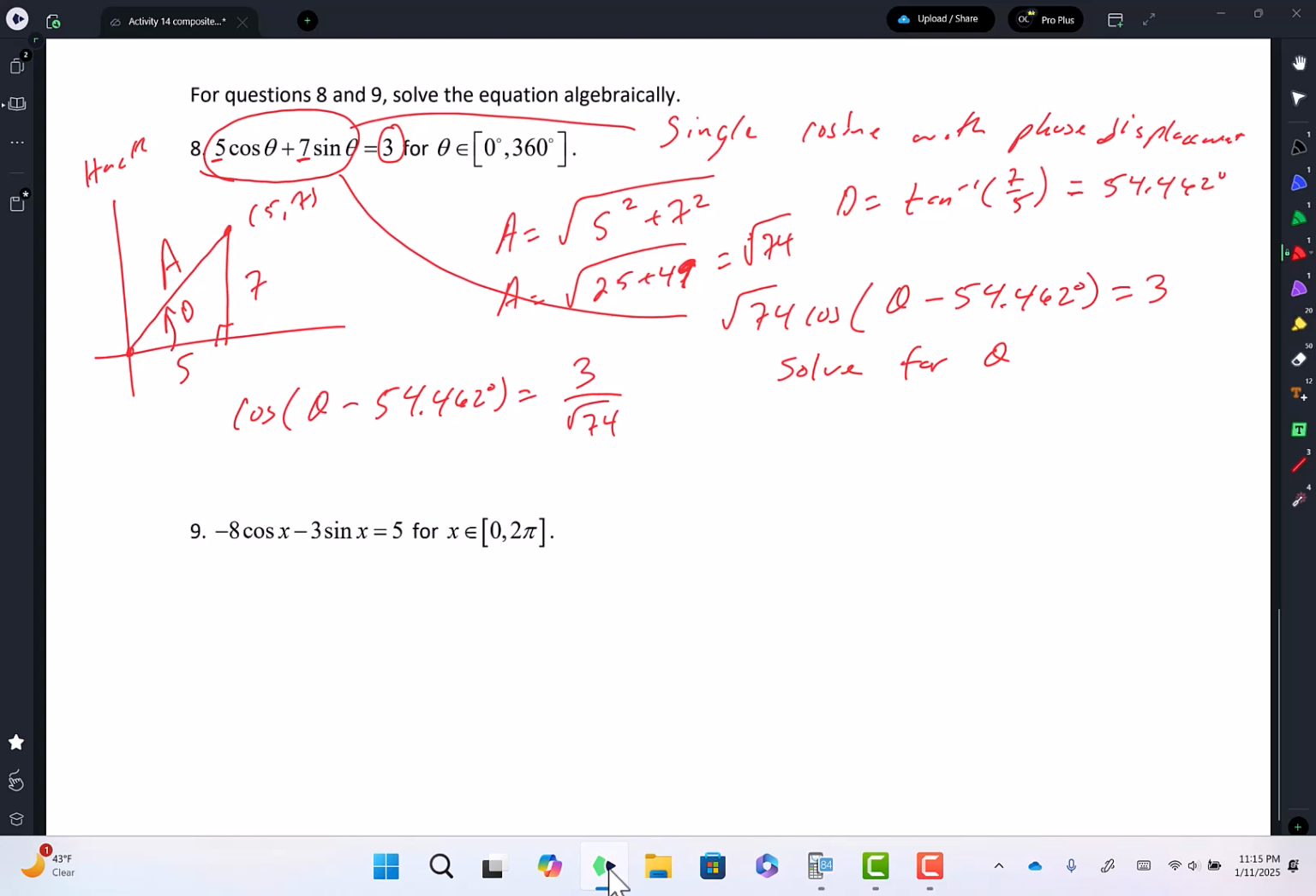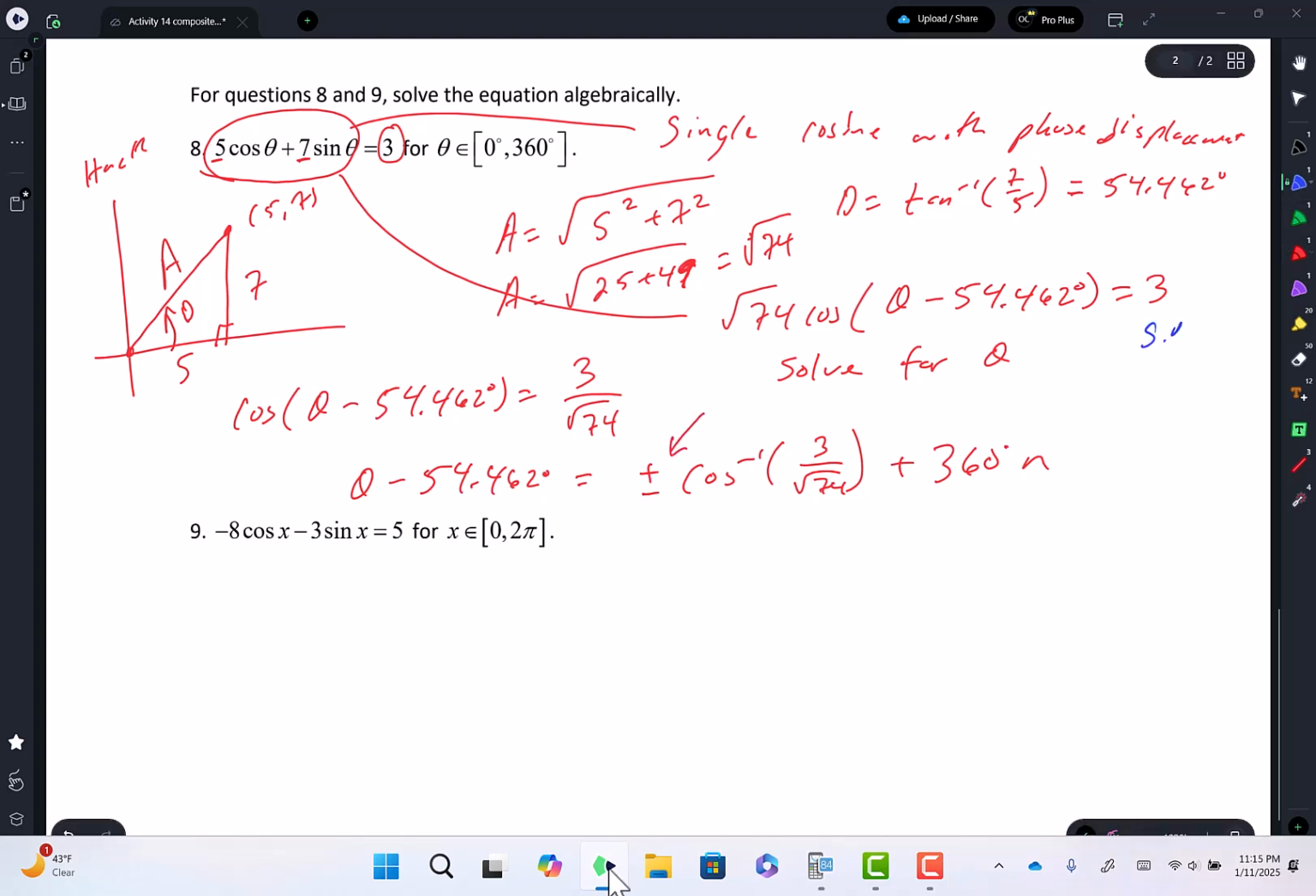You could rationalize it if you want, but I would leave it alone. And then you're going to do arc cosine. So you're going to have theta minus 54.462 degrees equals plus or minus arc cosine of 3 over square root of 74, close, plus 360n. Now remember, guys, in case you're asking why the plus minus, here's a side note. If I were to tell you arc cosine of, let's just do the square root of 3 over 2.